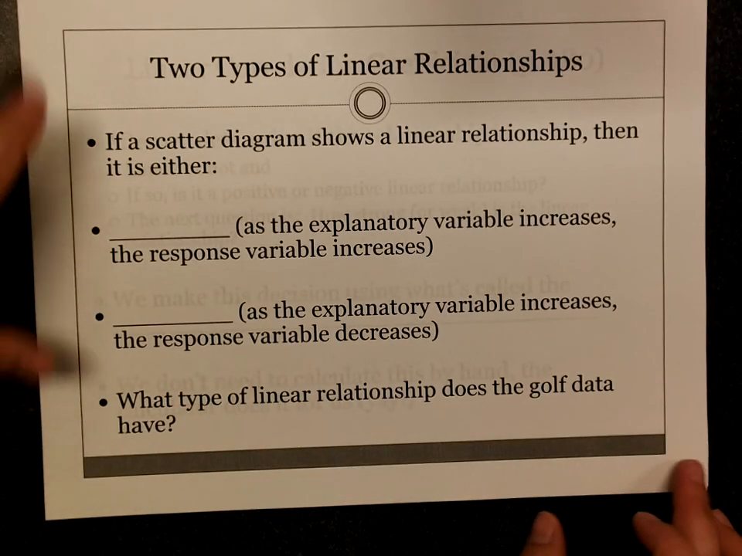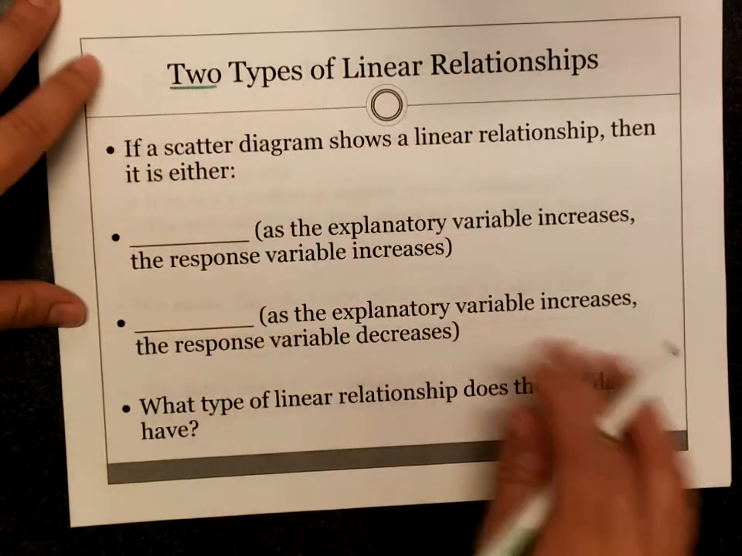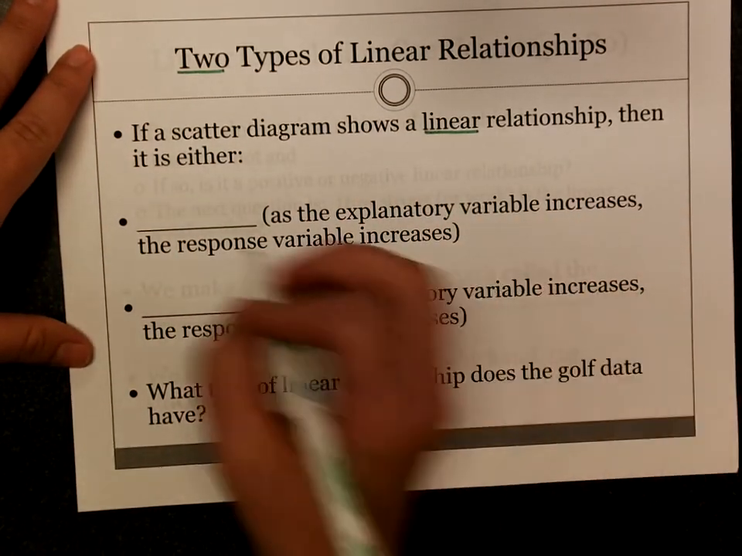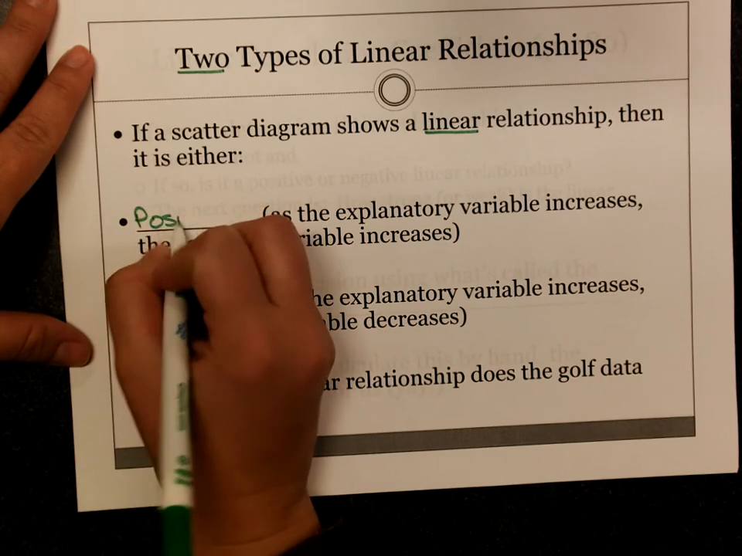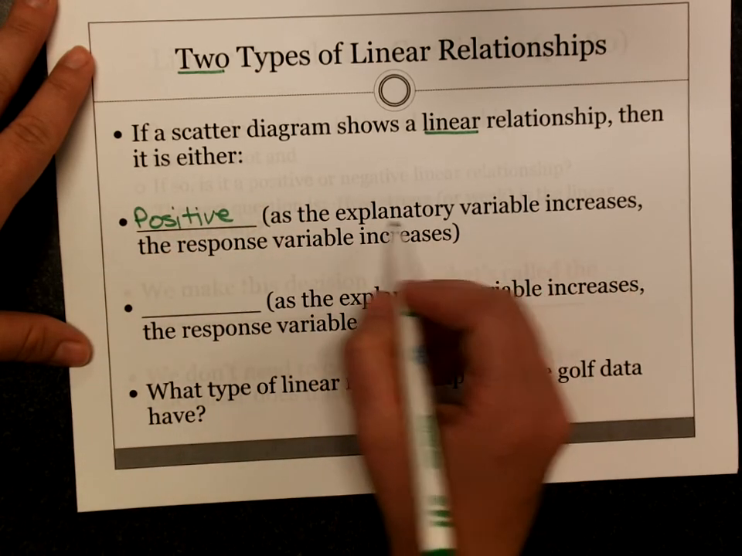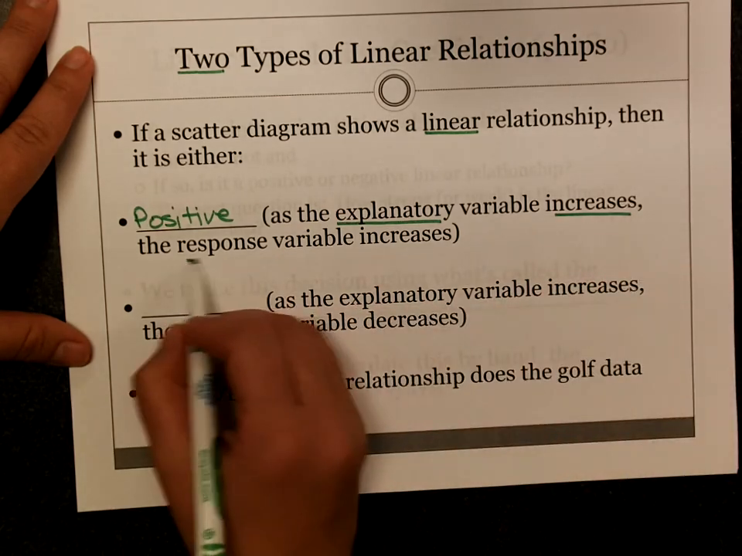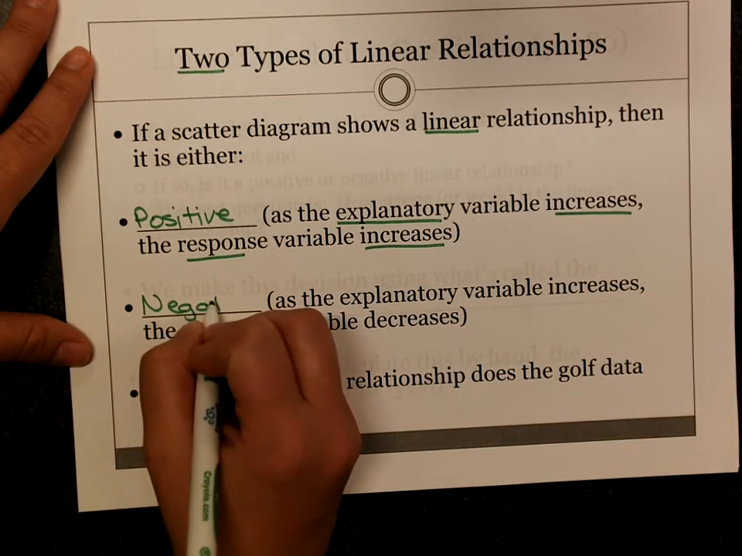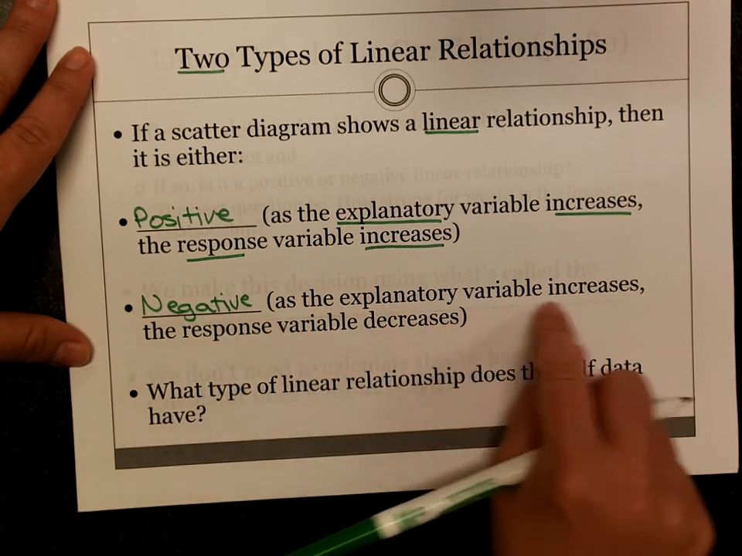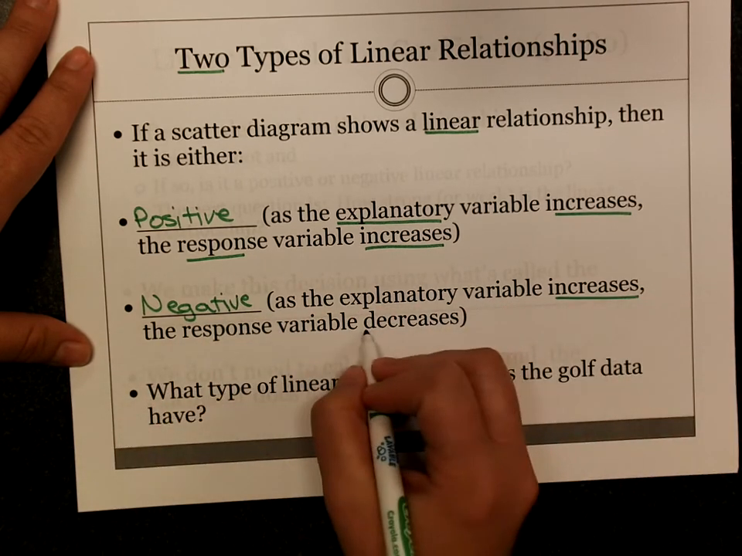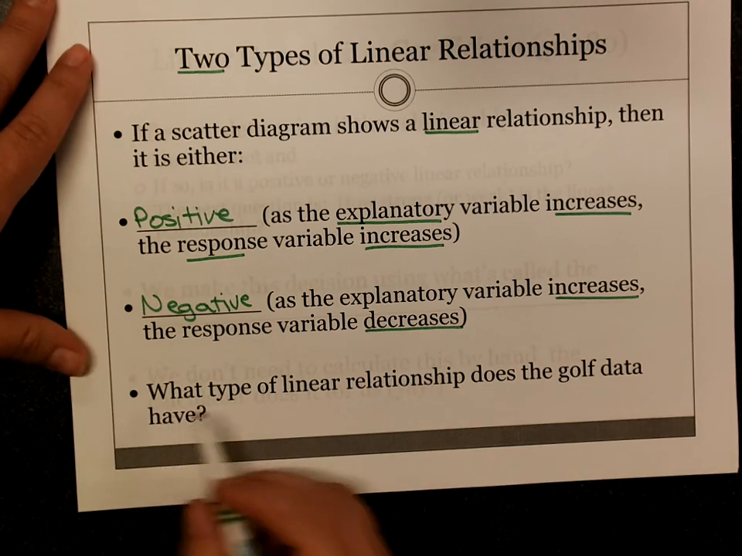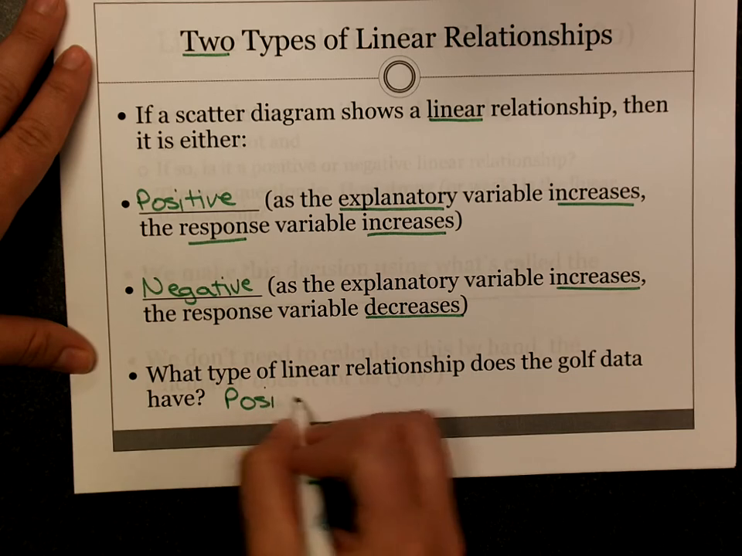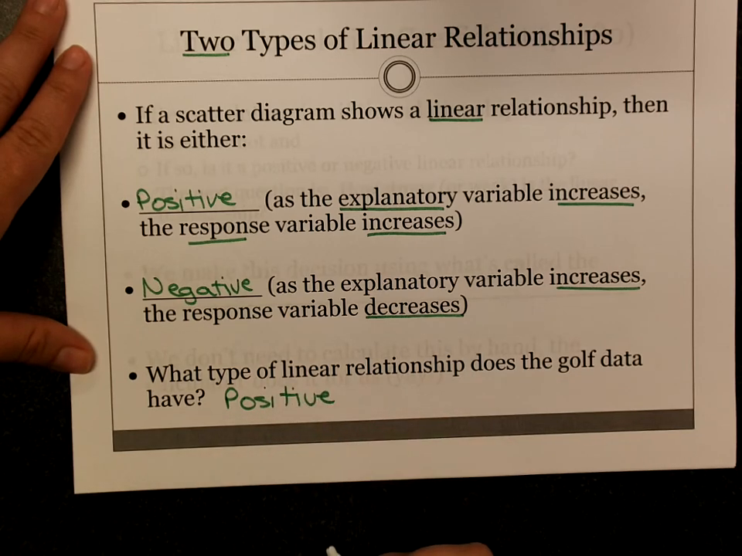There's 2 types of linear relationships that we're going to study. Pretty straightforward. So if a scatter diagram shows a linear relationship, then it is either positive, which means as the explanatory variable increases, the response variable increases, or negative. As the explanatory variable increases, the response variable decreases. So what type of linear relationship does the golf data have? It has a positive linear relationship.